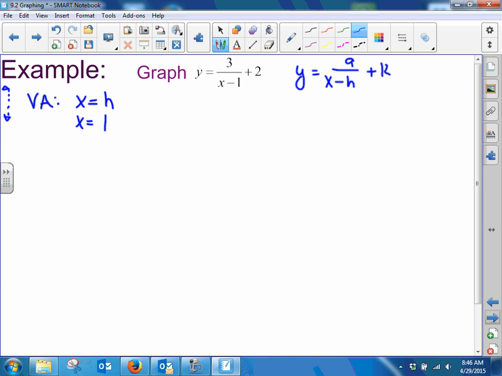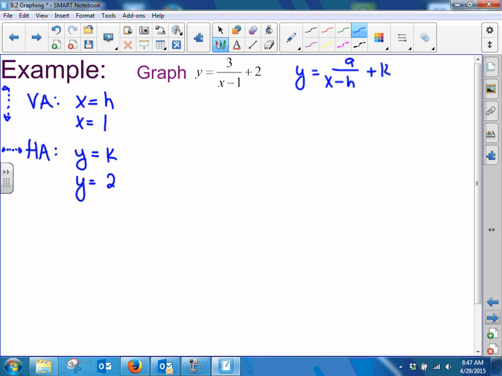All right, and then the horizontal asymptote, which is the dotted line horizontally, that's going to be a y equals, and what does y equal? The h or the k? Yeah, it's the k, because that's the only one left. So then here, it's y is equal to positive 2.